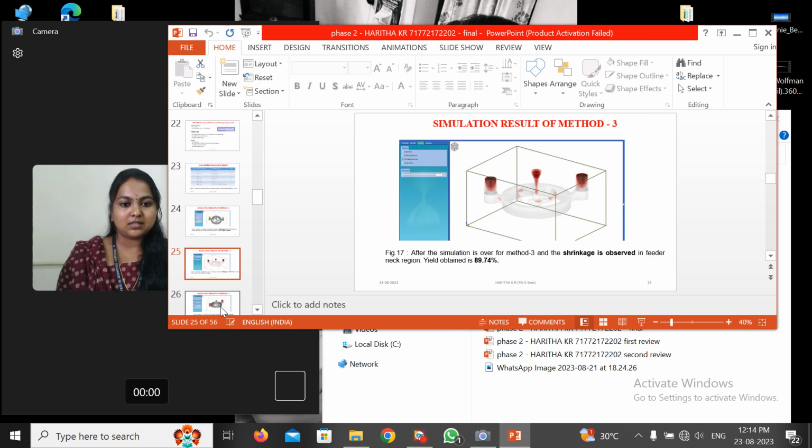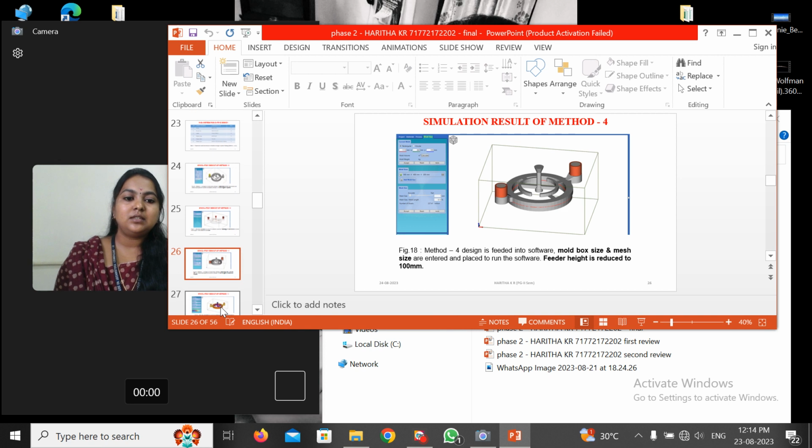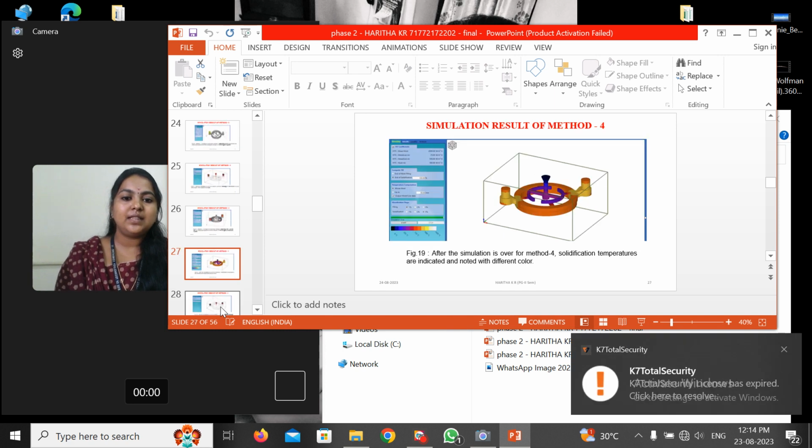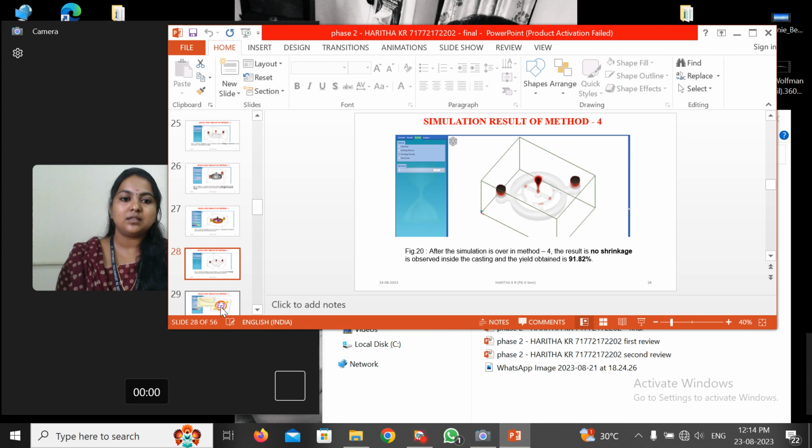Since shrinkage is observed, but the yield obtained is 89.74 percentage. The reason it is attaining shrinkage at the feeder neck is due to the inflow of material. After that, the mold box size, mesh size and feeder height are changed, since it is reduced from 140 to 100. With that, the simulation is already solidified, and this is about the result.